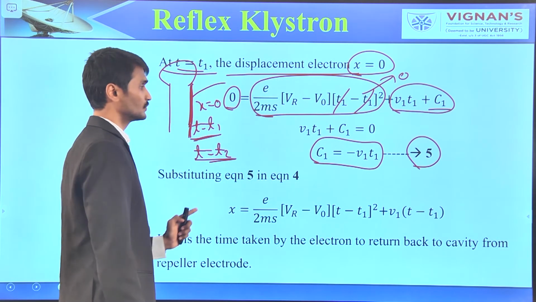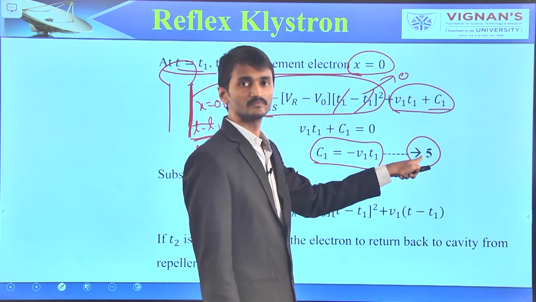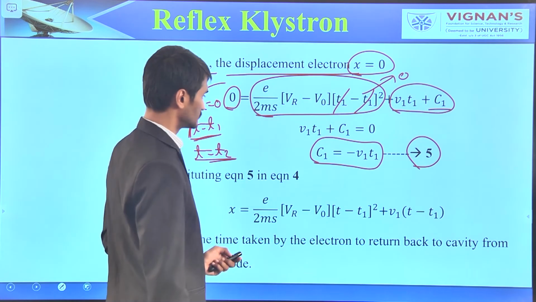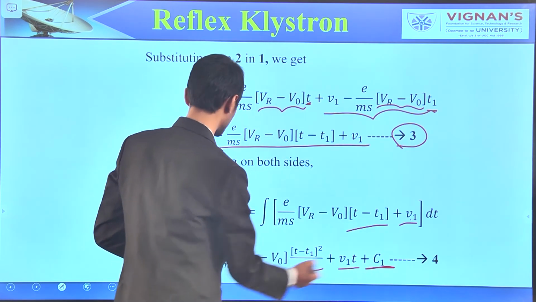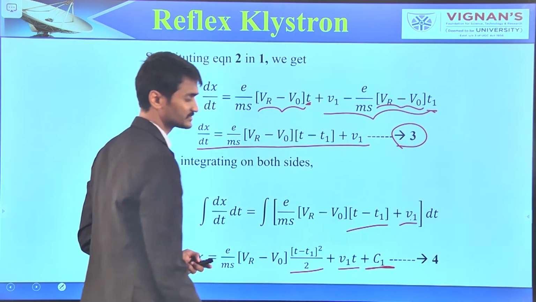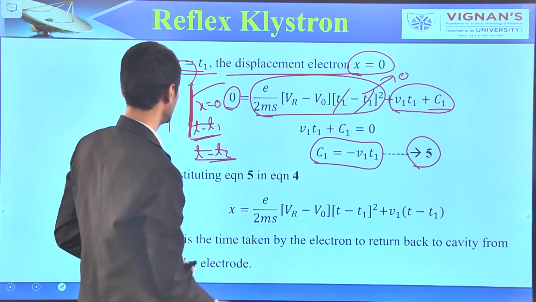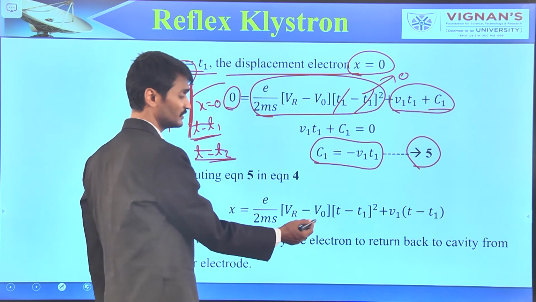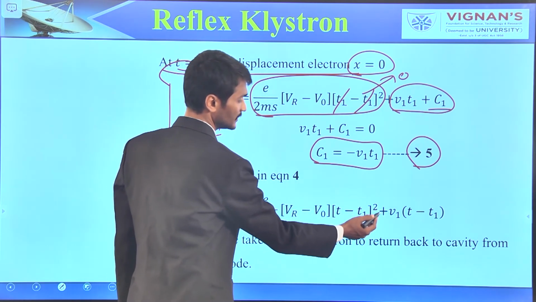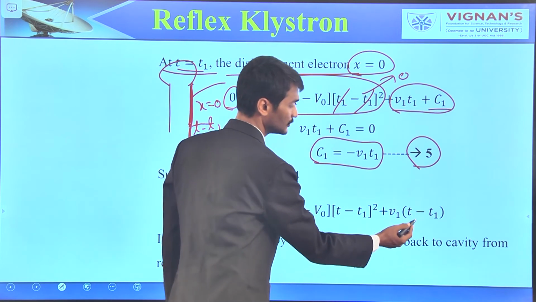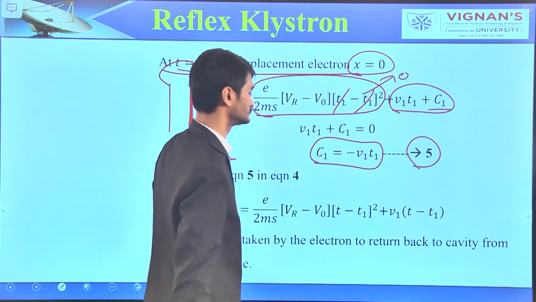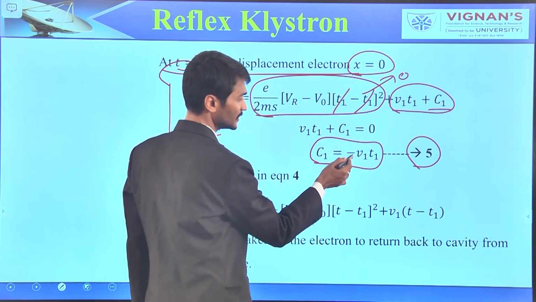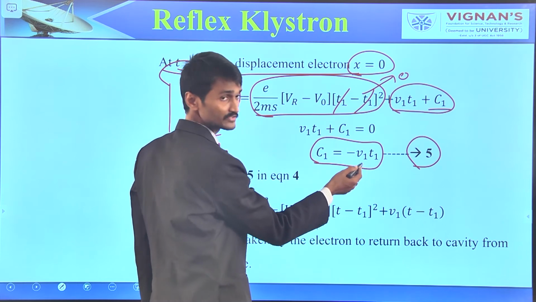Now substituting this constant C1 value, that is equation 5, in equation 4. So what is equation 4? Here it is. In this we have to substitute the constant C1 value that we already calculated. So now x is equal to E by 2 ms into Vr minus V0 into (T minus T1) squared plus V1 into (T minus T1), because V1 T is already there and now I am considering C1, that is minus V1 T1.